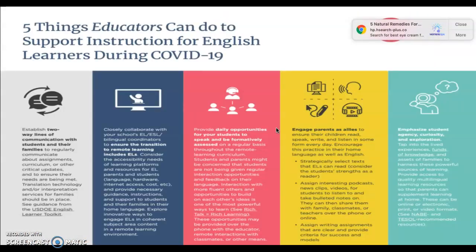I also added this slide about COVID-19 and what we can kind of do as educators, because I keep seeing all these articles about special education suffering as a result of distance learning, but I think it's important to acknowledge that COVID-19 really is disproportionately affecting ELL students as well. But things like communication with parents, opportunities for your students to hear English and speak English, encouraging learning at home, making sure they have access to stuff is really important.